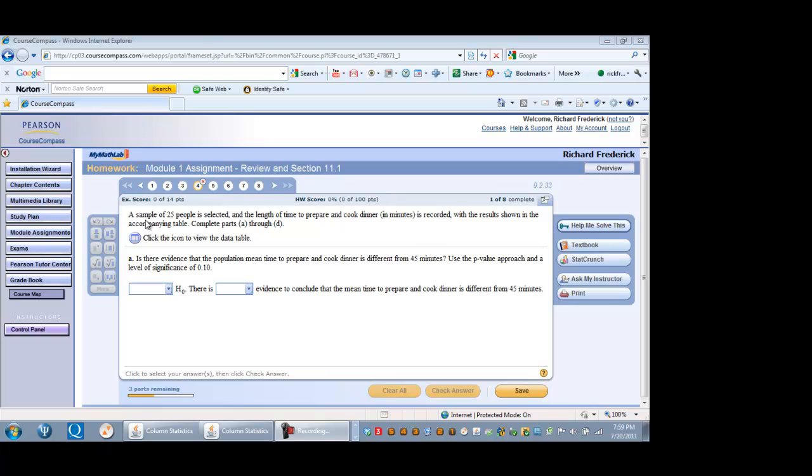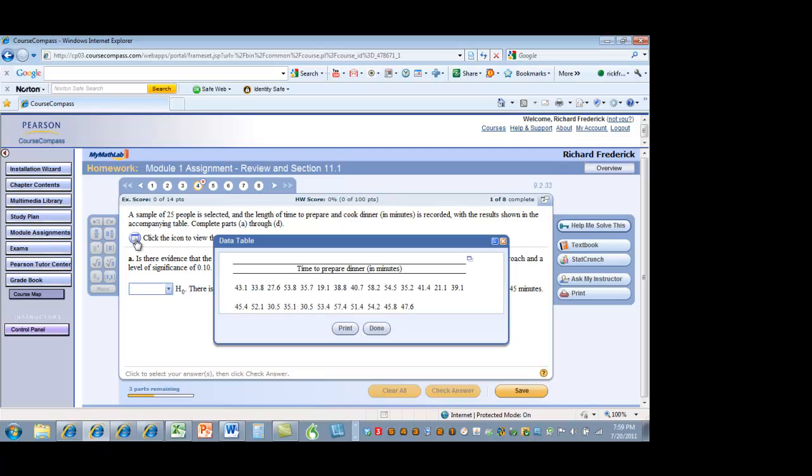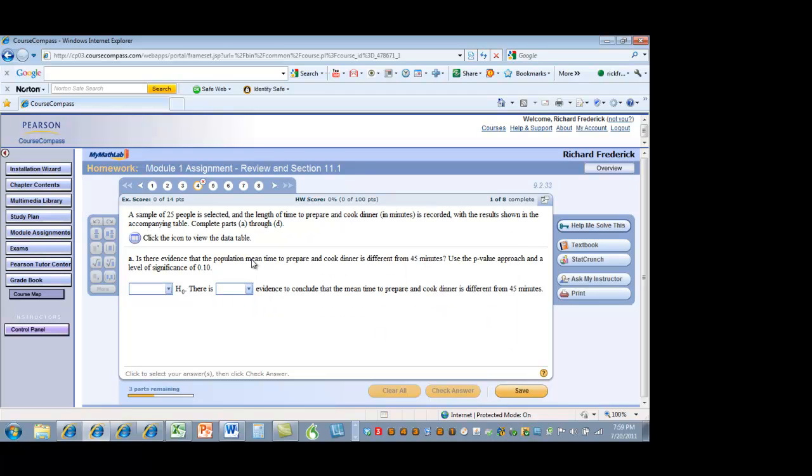Now I'm just going to show you what you can do with these problems. Here's a question: a sample of 25 people is selected, and the length of time to prepare and cook dinner in minutes is recorded, with the results shown in the accompanying table. And here's the table. We click that and we get that. Click the icon to view the table. Now I thought they had fixed this so it was easier to copy those data out, but apparently not.